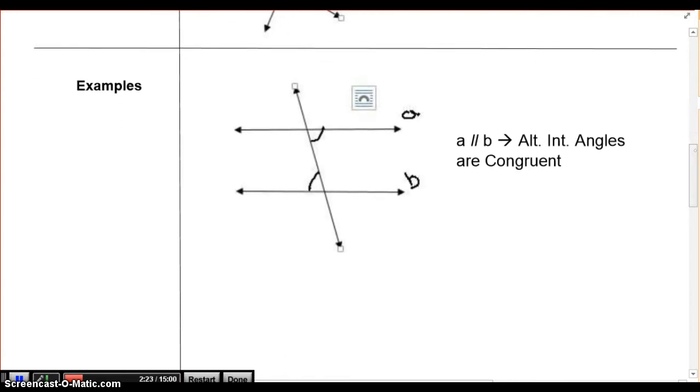So here's your first example. Notice what we have here. We've got alternate interior angles right there. And if you have alternate interior angles, they're going to prove that line A and line B are parallel to each other. They're also congruent, as you know.